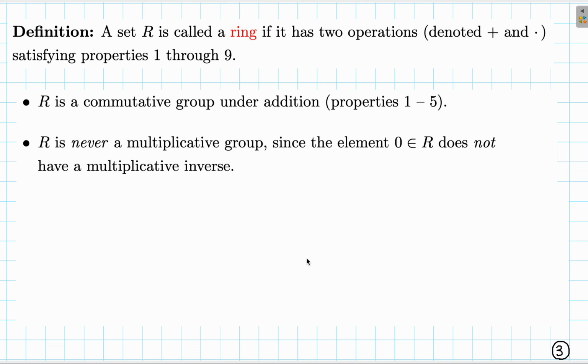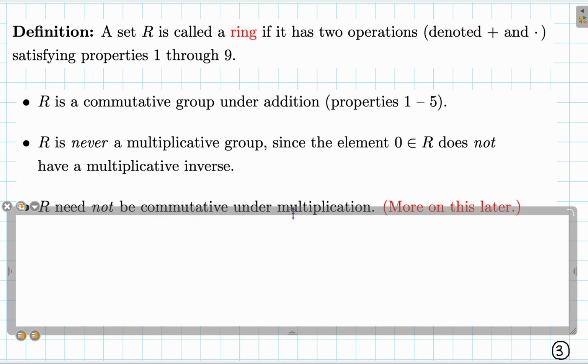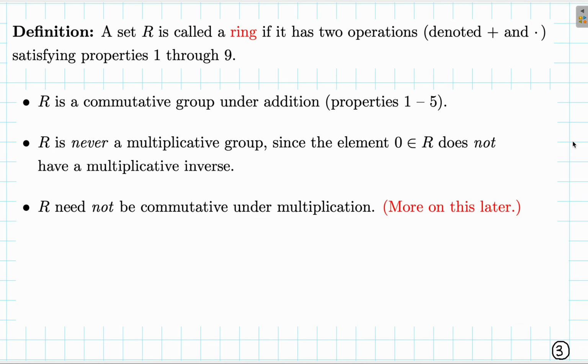Here's another feature. By definition, a ring must be commutative under addition. However, a ring does not need to be commutative under multiplication. And in fact, in today's classwork, you'll see examples of rings that are not commutative under multiplication.